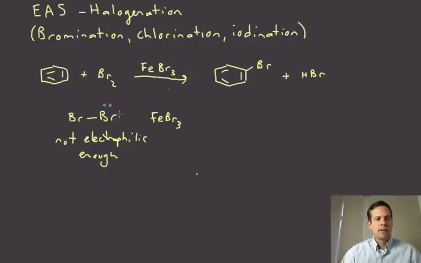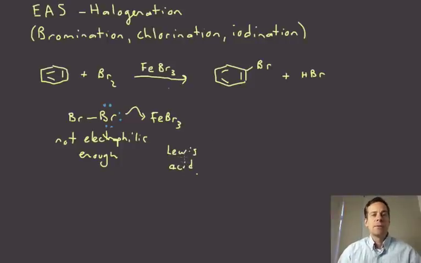But if we treat this with iron tribromide, what can happen is that the electrons from one of the bromines can react with the iron. That's because iron tribromide is a Lewis acid. Recall from general chemistry, a Lewis acid is something that can accept an electron pair. So iron tribromide is going to accept an electron pair from one of the bromines, which is thus a Lewis base. When that happens, we get a complex that will look like this. One of the bromines has been attached to the iron.